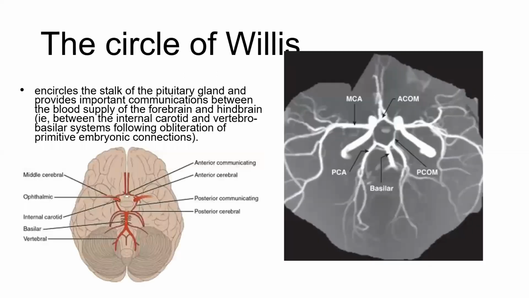segment. This is the circle of Willis, which encircles the stalk of the pituitary gland and provides important communications between the blood supply of the fore and the hindbrain. This is between the internal carotid and the vertebrobasilar system, following the obliteration of the primitive embryonic connections. So you can see over here all these important arteries, like I have told you.